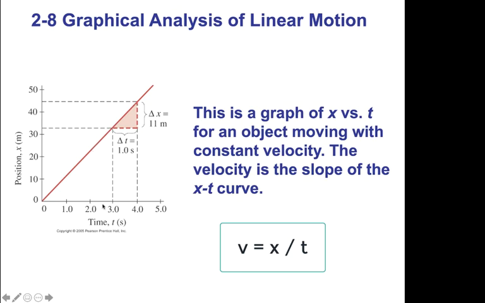Here's a graph of x position versus t time for an object moving with constant velocity. If it's a constant velocity, the position versus time graph will be a straight line. It's a constant slope. We're going constant velocity, we get a constant slope here, and the velocity is the slope of that curve as shown here.